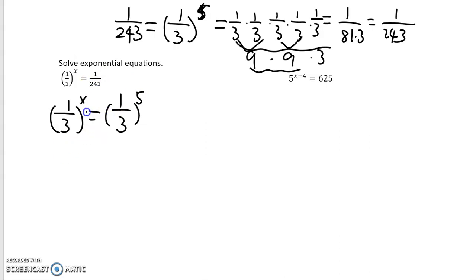So now, again, comparing both sides of the equation, the base matches the base. That tells us the two exponents must be equal. So we have x equals 5.